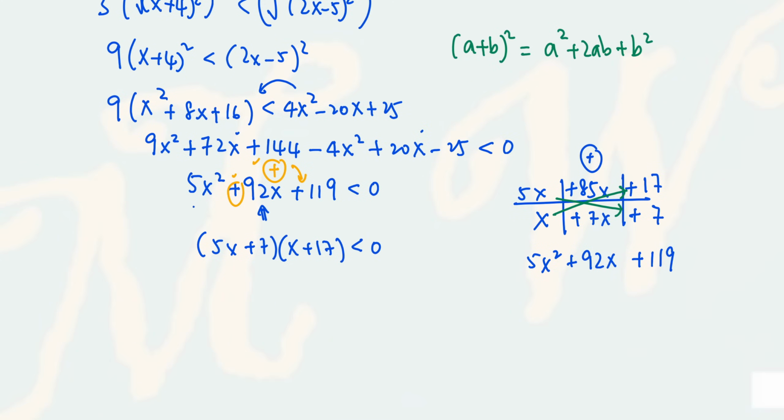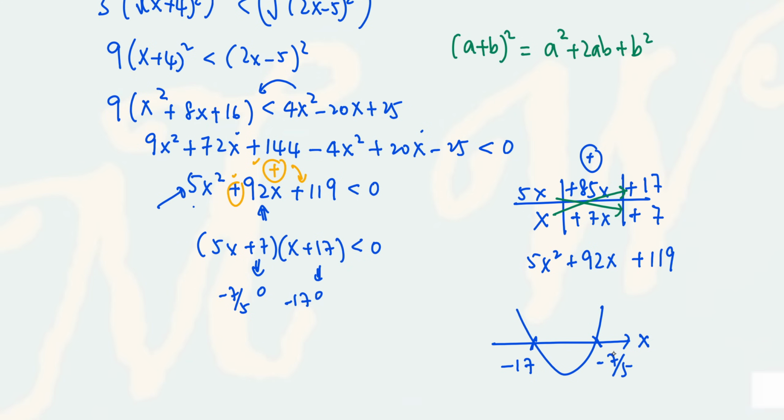Now, our solution depends on this graph. Because the coefficient for x squared is positive 5, therefore the graph will have a minimum point. So when I sketch a graph, just simply sketch. This will be the x-axis. So my x values will be, let these two be zeros. So when I let this whole bracket be 0, my first x is basically minus 7 over 5. And this is minus 17. Alright, so when I do labeling, minus 17 is more negative, so it is on the left side. And then minus 7 over 5 is on the right side.